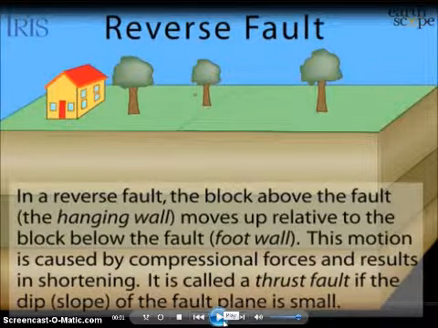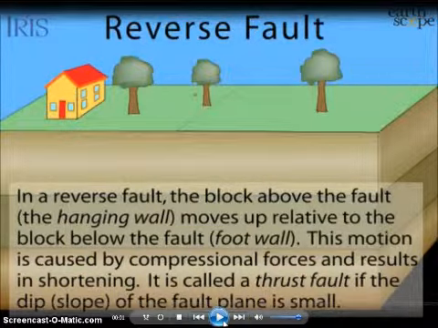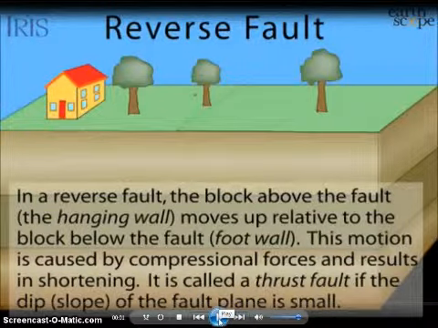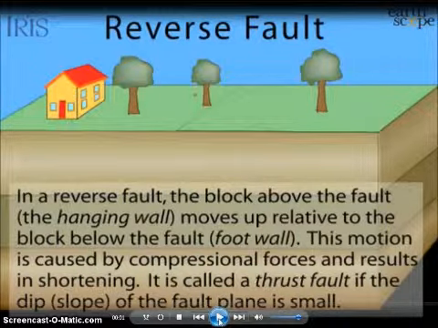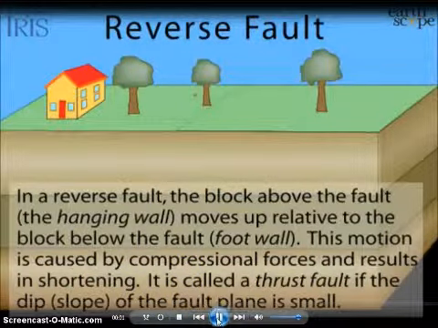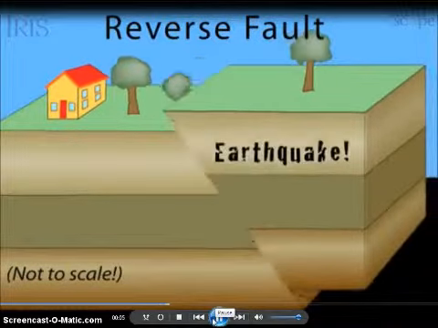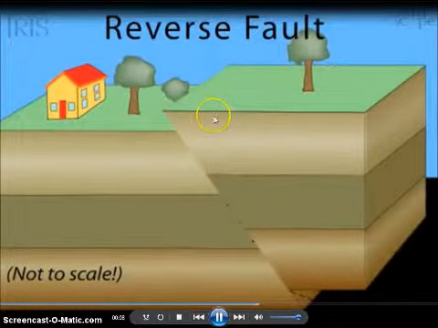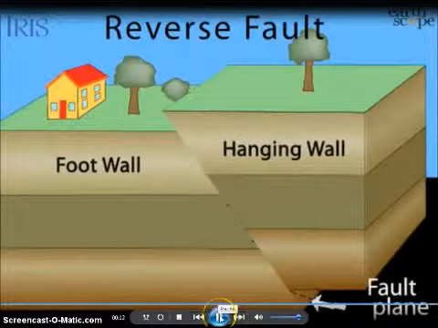Now the reverse fault is exactly the opposite of the normal fault, in which the hanging wall moves up relative to the footwall. This is caused by compressional forces. Now we talked about compressional forces a little bit in class as well, and it results in shortening, and this is also called a thrust fault. So watch what happens. Again, you see the earthquake and the hanging wall moving upwards, and the footwall staying in its position.